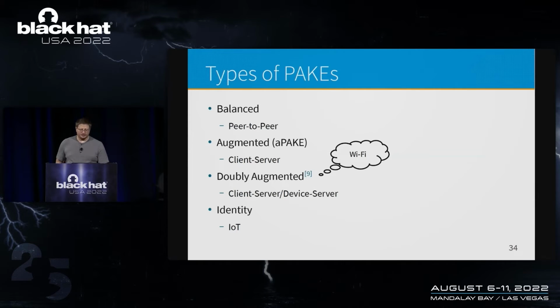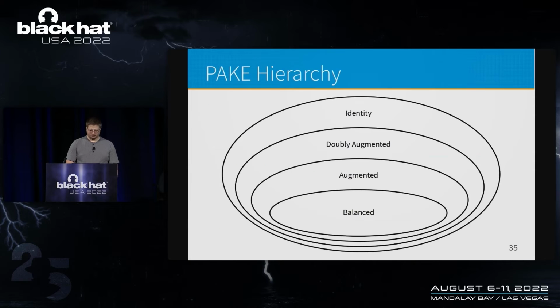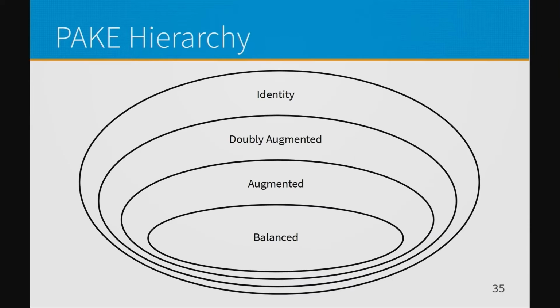Then identity PAKE. This is basically everyone has an identity, roles, and permissions and stuff, and a good fit for that is IoT. So the hierarchy of PAKEs: basically if you need a balanced PAKE, you could technically use any of these, but they're more work. But if you needed something that was a doubly augmented PAKE, then you could either use that or an identity PAKE, but nothing else.